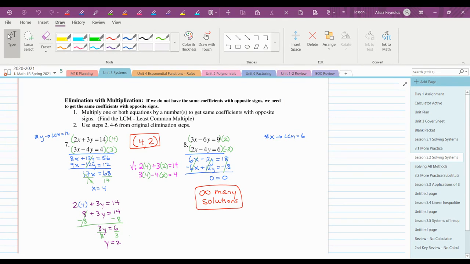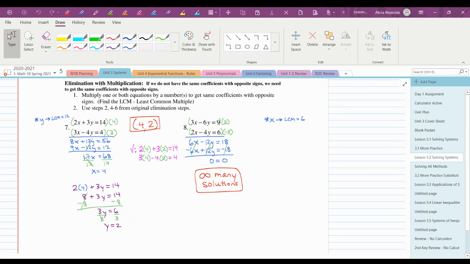So if I multiply my top equation by 4 and my bottom equation by 3 to get these equivalent equations in blue underneath, I can add them together and my y's will cancel out, giving me 17x equals 68. To solve for x, I divide by 17 to get x equals 4. Then below that, I plug in 4 to find y equals 2.